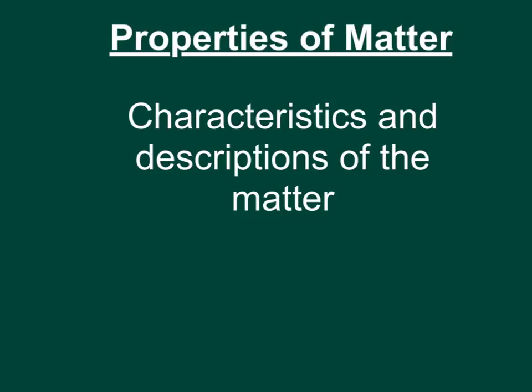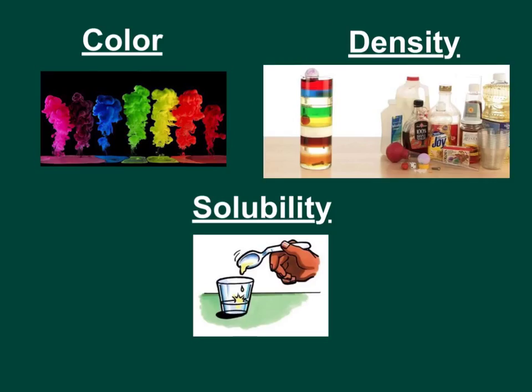Another way to think of properties of matter is to think of them as just characteristics or descriptions of that matter. Some examples of physical properties of matter include color, seen here, density, which is the mass to volume ratio of a substance, and solubility, which is the ability of a substance to dissolve in a liquid.